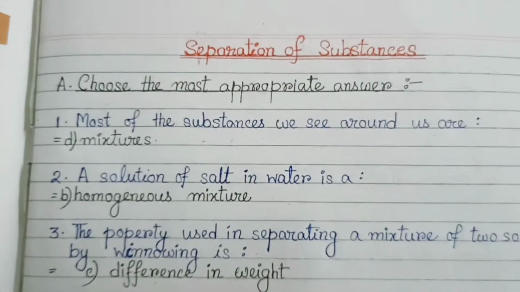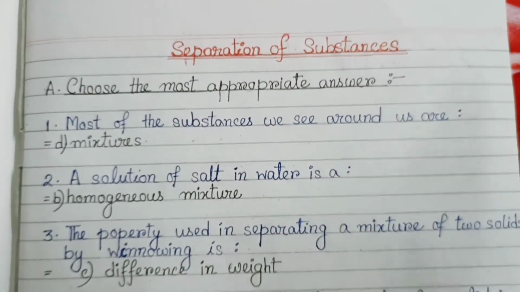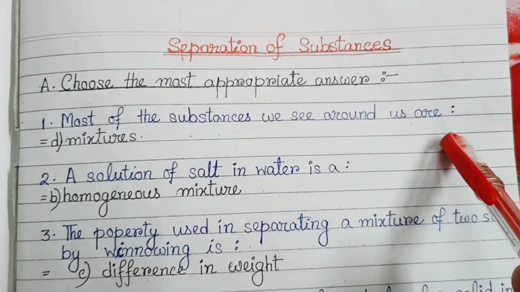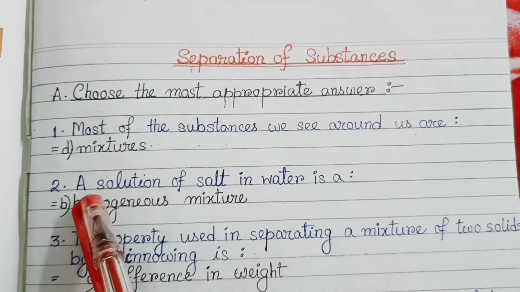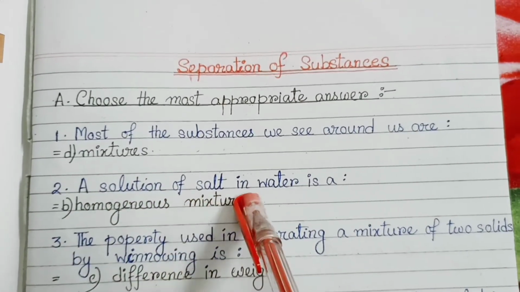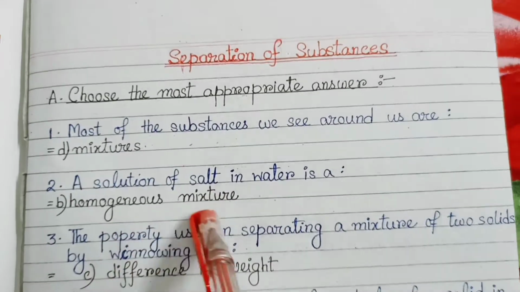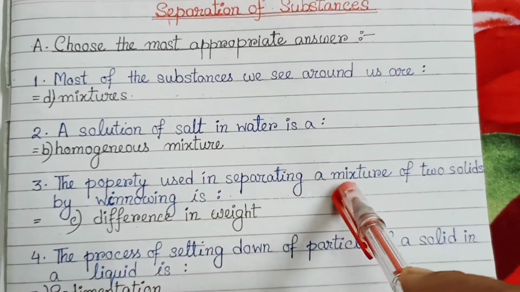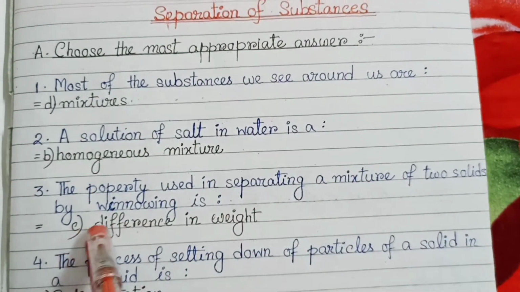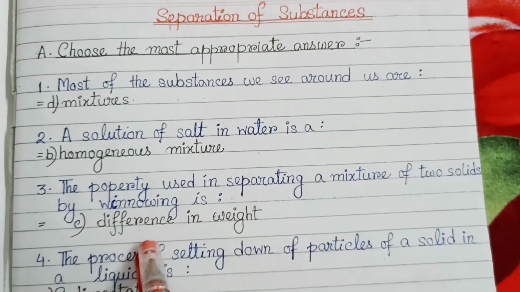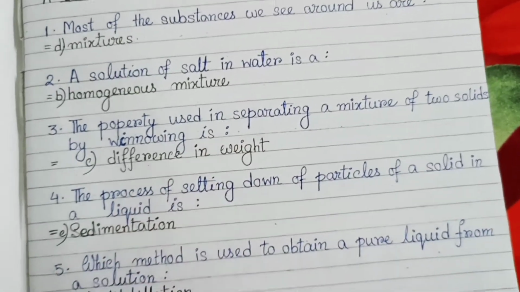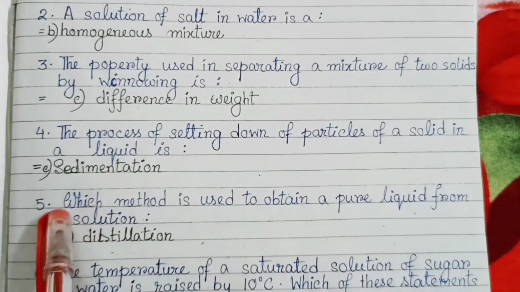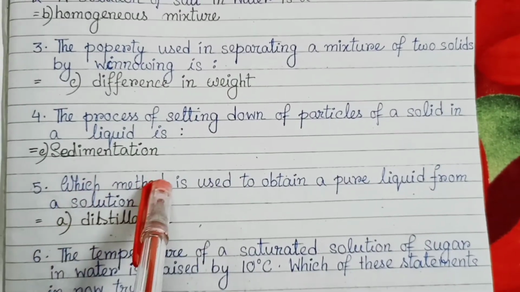Objectives. Choose the most appropriate answer. Most of the substances we see around us are mixtures. A solution of salt in water is a homogeneous mixture. The property used in separating a mixture of two solids by winnowing is difference in weight. The process of setting down of particles of a solid in a liquid is sedimentation.